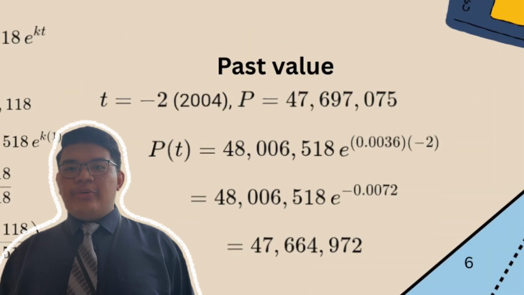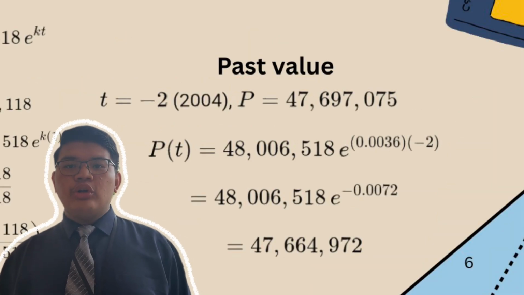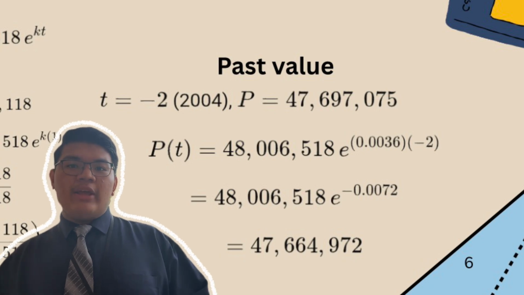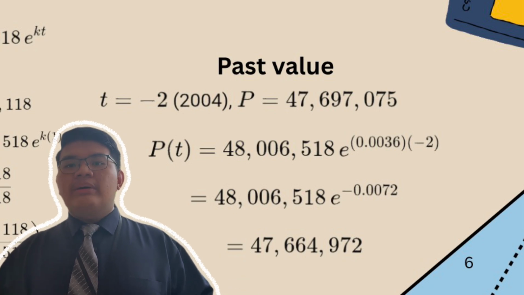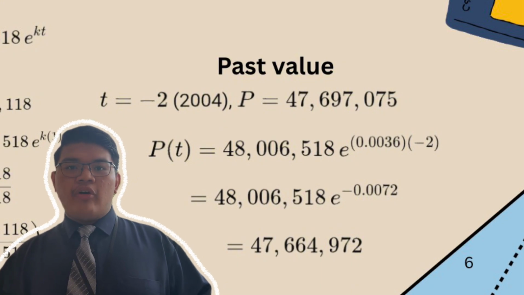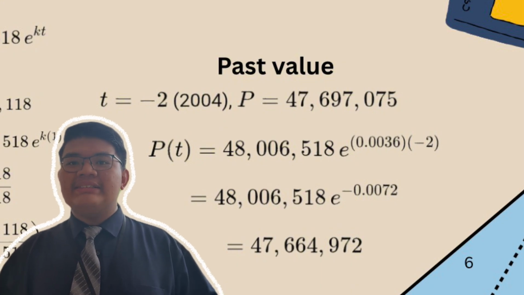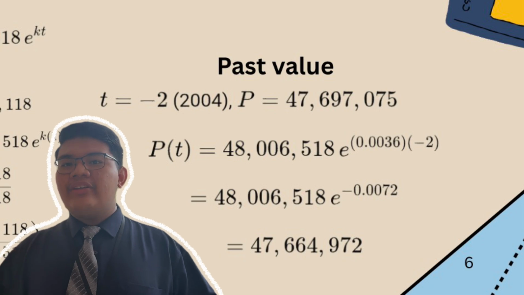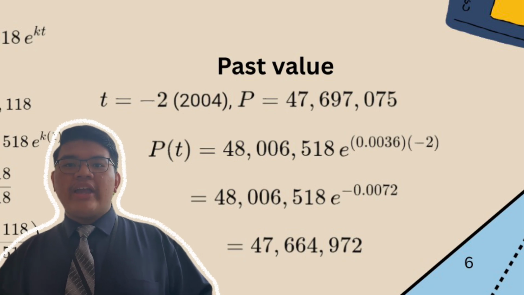For the past value in 2004, we can also look back 2 years before our start date, where t = -2. The model calculates a population of 47,664,972, which is quite close to the actual value of 47,697,075.